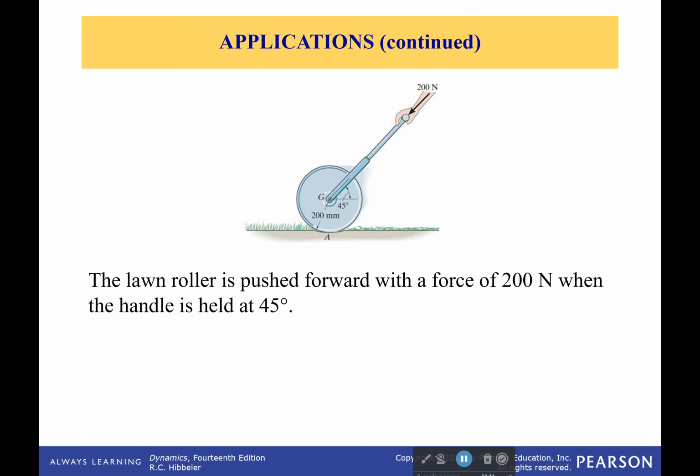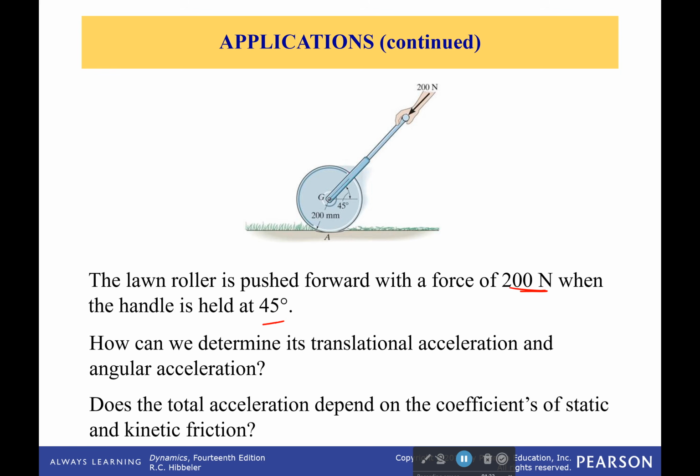Now another thing you might see is a lawn roller, kind of the poor man's version of the roller from earlier. It's just a big heavy barrel that you fill with water to make your lawn smoother. In this case, the lawn roller is pushed forward with a force of 200 newtons when the handle is held at 45 degrees. We want to determine its translational acceleration, as well as the angular acceleration. And our question might be, does the total acceleration depend on the coefficient of static and kinetic friction? So is how fast this is moving forward dependent on the friction with the ground?